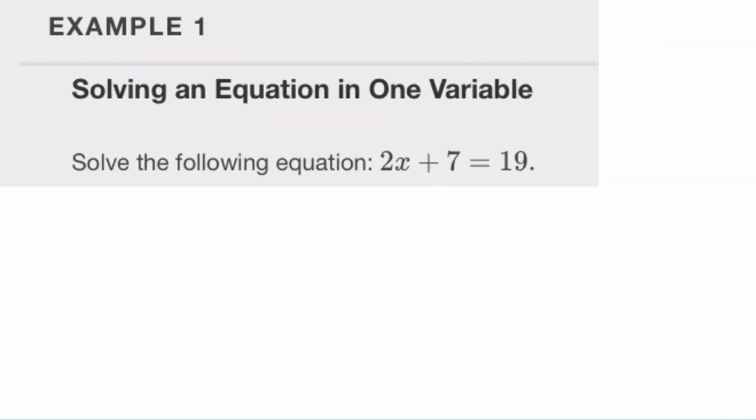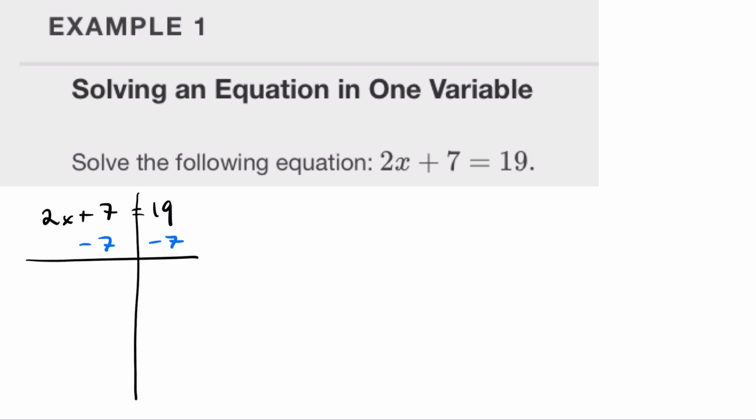Okay, so let's just see this in action. We're asked to solve this equation. We have 2x plus 7 equals 19. So we're going to constantly be using the inverse operation. We're going to move items away from our variable so we can get the variable by itself, or isolate the variable. So for instance, if I want to move that 7, the inverse operation of plus 7 is going to be minus 7. So we subtract 7 from both sides of the equal sign. Again, whatever we do on the left side of the equal sign, we also do on the right side.